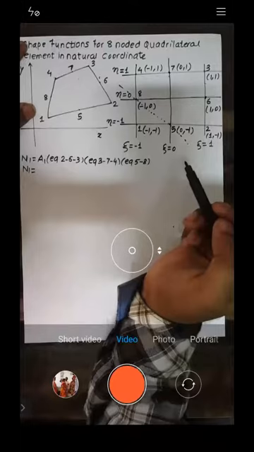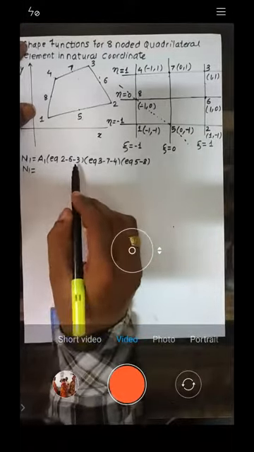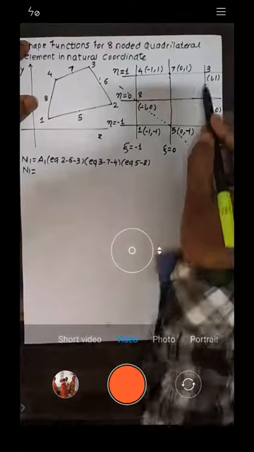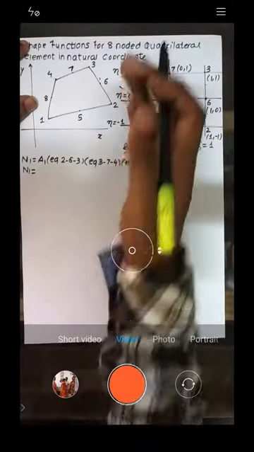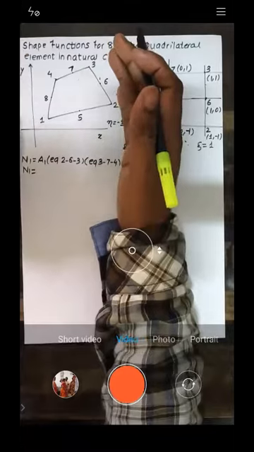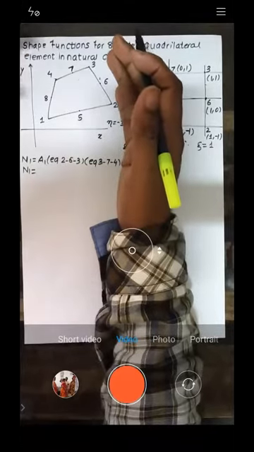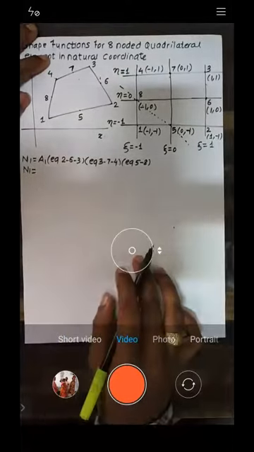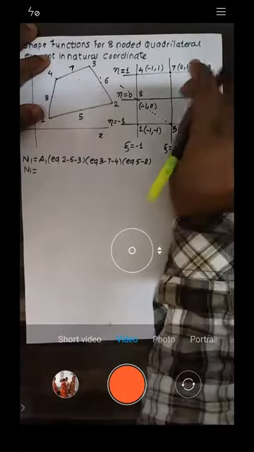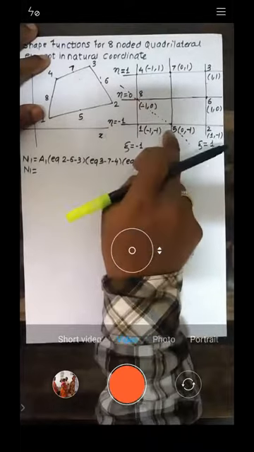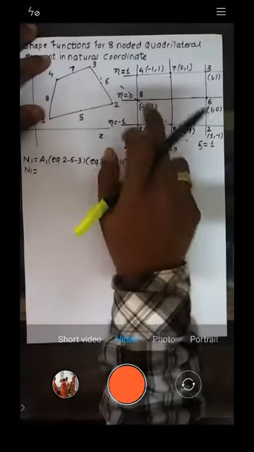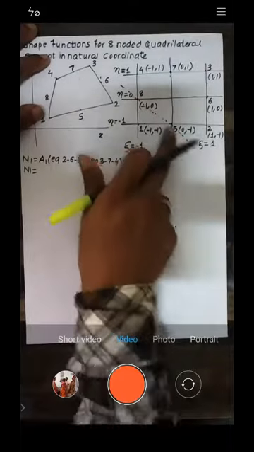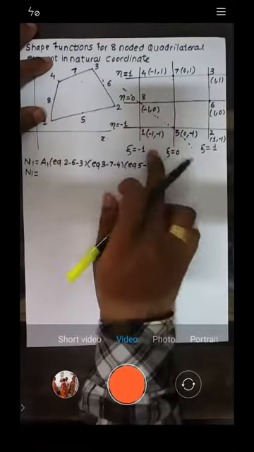If you write down only the equations of 2, 6, 3 and 3, 7, 4, it will give the shape function for a 4-noded quadrilateral element. But we don't have only 4 nodes. We have additional 2 nodes, 5 and 8, which are not covered by these lines. So these 2 nodes also have to be covered. I will draw a line which is passing through 5 and 8, so these nodes will get covered. Is it okay?